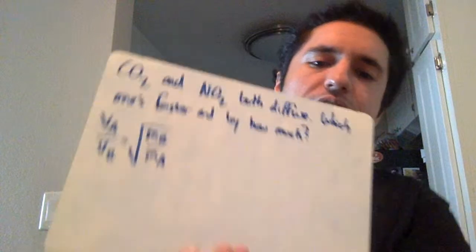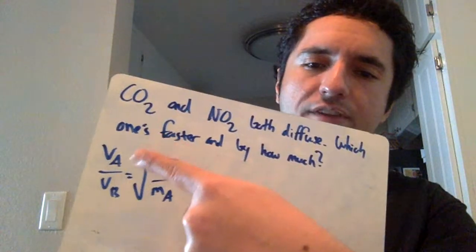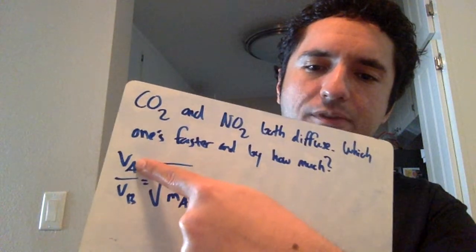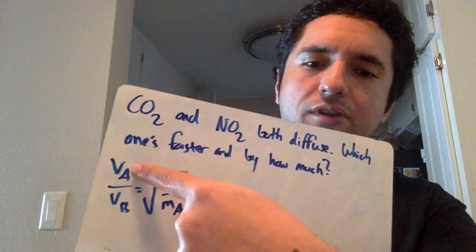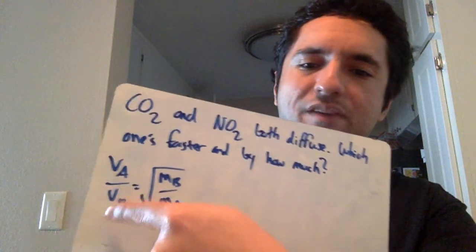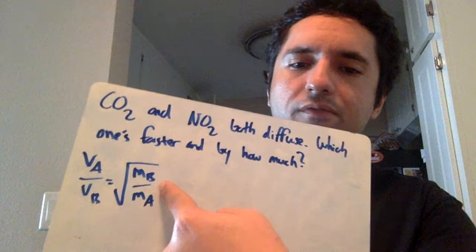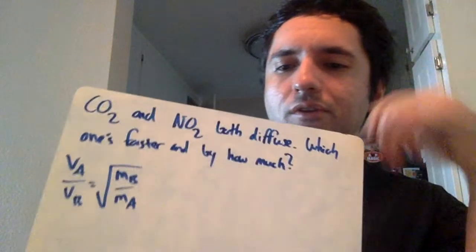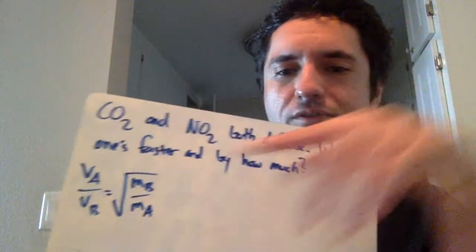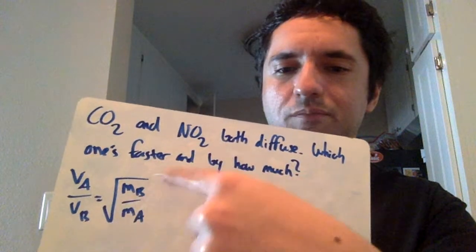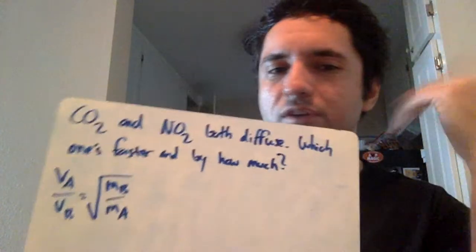So I always put the one that I know is going to be faster on the top for the velocity ratio. That way I can just multiply both sides by V sub B and do it algebraically quicker. You could do it the other way too. You could put the fast one down here. Maybe it's not as quick algebraically, but you'll get the same answer. So we just have to look at the molar mass to figure out which one's faster, right?